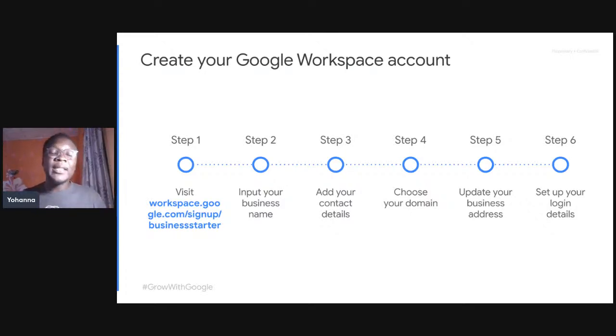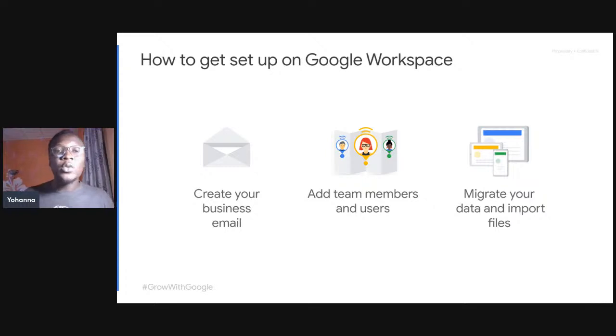So remember, I told you, for you to have access to your Google Workspace, you need your email and your password. It is very, very important. That is your direct access to those platforms, right? Now, how to get set up on Google Workspace? Remember, it is to create your business email. It is very, very important. Your business email will have to carry your business domain.